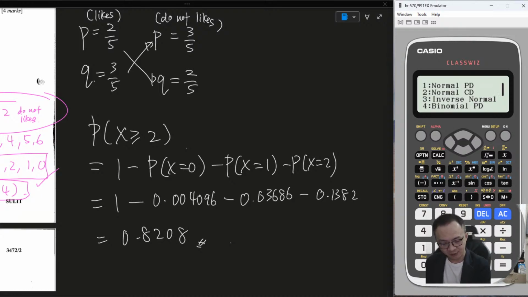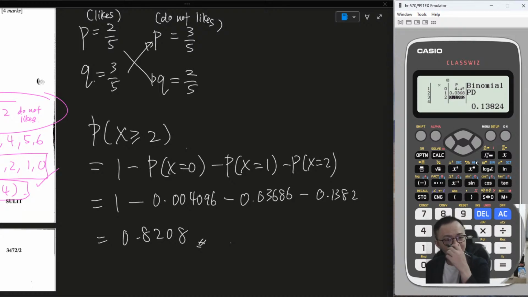Distribution, normal PD, list. One more time, 0, 1, and 2. This one has 6. This one is 0.6, right? 3 over 5. No problem. 0.036. No problem. No problem.